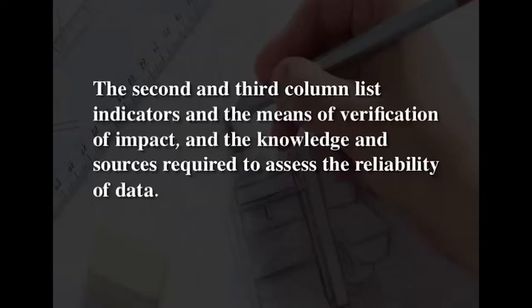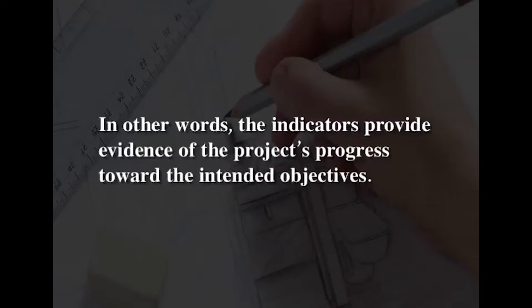The second and third columns list the indicators and the means of verification of impact, and the knowledge and sources required to assess the reliability of data. In other words, the indicators provide evidence of the project's progress toward the intended objectives.